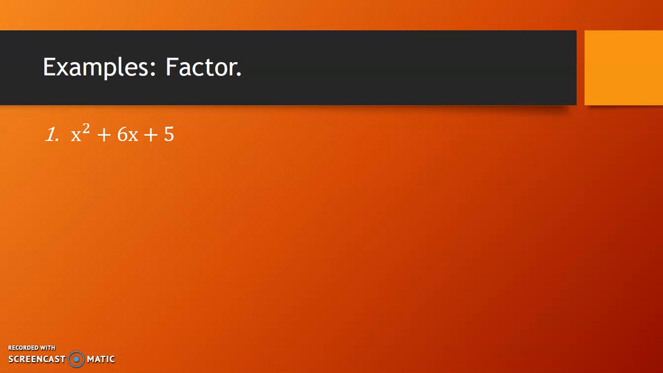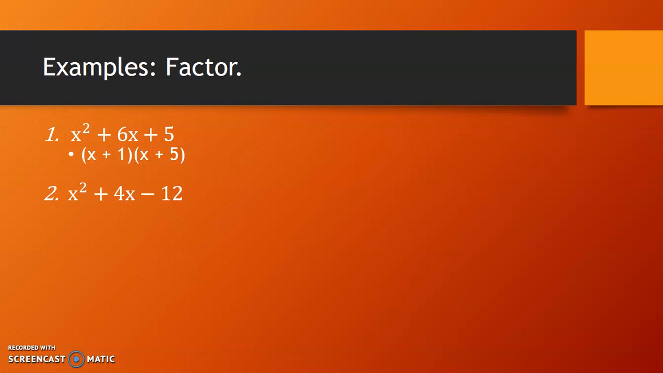So let's talk about some examples. So we have x squared plus 6x plus 5. So we are looking for 2 numbers that multiply to 5 and add to 6. So the only factors of 5 are 1 and 5. So if I think about 1 times 5, that would be 5. And then if I add them, 1 plus 5, that would give me my 6. So when I factor it, it would be x plus 1, x plus 5.